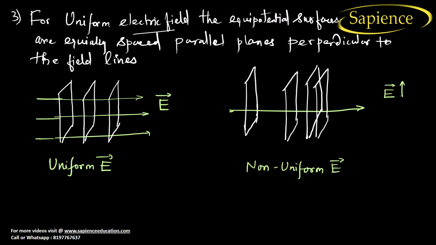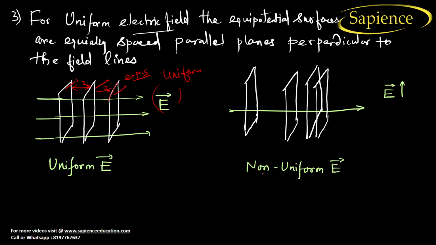For a uniform electric field, equipotential surfaces are equally spaced. Let us assume that the electric field is uniform. If it is uniform, then these are equipotential surfaces, so equipotential surfaces are equally spaced. For example, 2 centimeter, here also 2 centimeter. Equally spaced parallel planes perpendicular to the field.